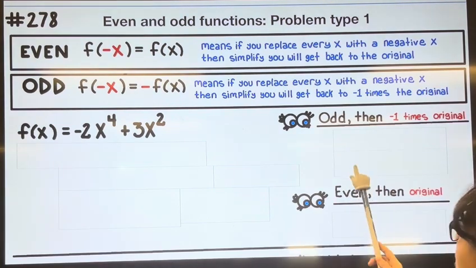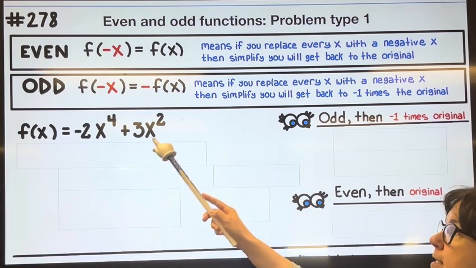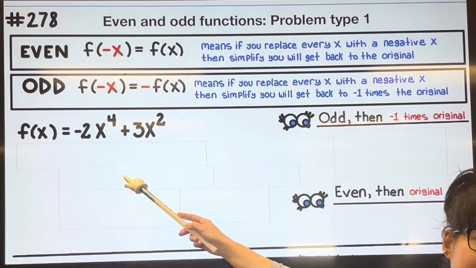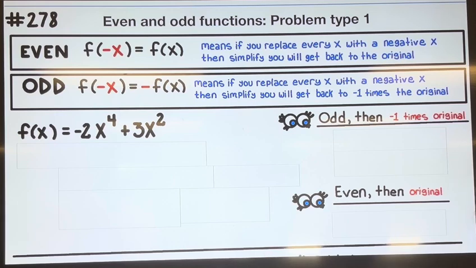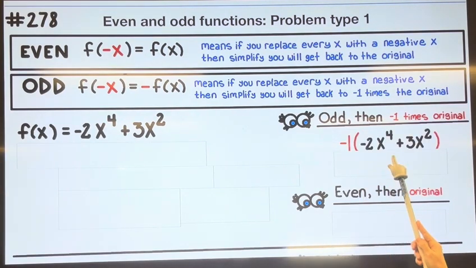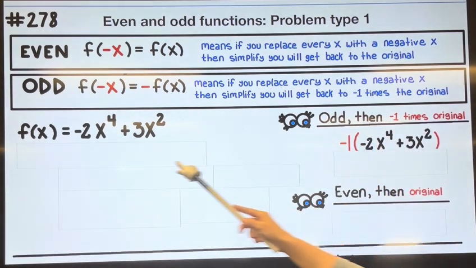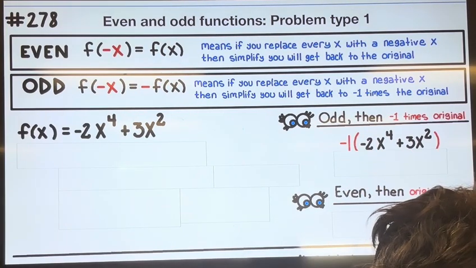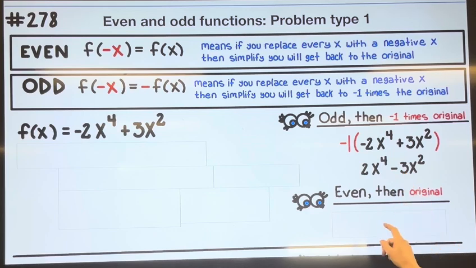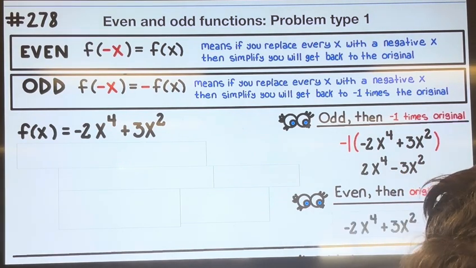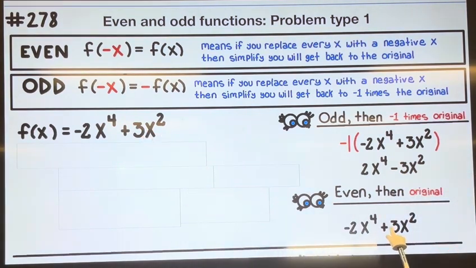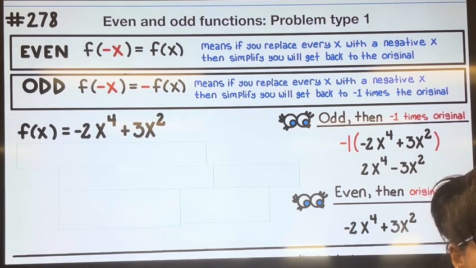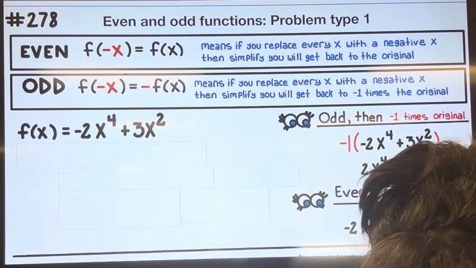Okay, so I'm going to start off with, instead of replacing every x with a negative x, I want to look at what it's going to look like at the end. So if it's odd, if I take -1 and multiply -1 times the original, distribute the -1 through, I get this. Now the original function is this. So let's replace every x in the original with negative x.